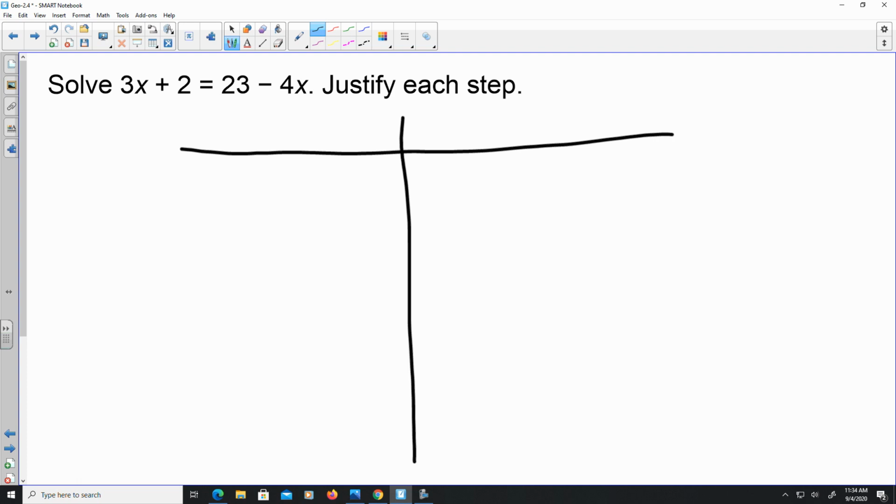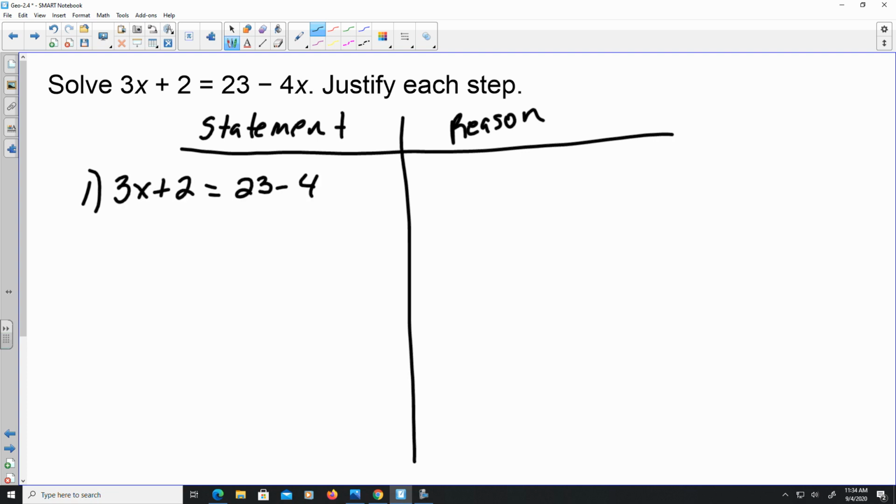So this would be your statement, and over here would be your reason for doing it. So to start with, the very first thing is you're just going to rewrite the problem. 3x plus 2 is equal to 23 minus 4x. And that is the problem, and the reason for that will just be given, because it was given to you.